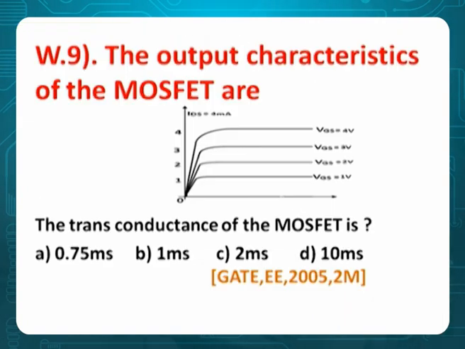Problem number 9. The output characteristics of a MOSFET are given, with VGS 1, 2, 3, 4 and current 1, 2, 3, 4. The transconductance of the MOSFET is how much? 0.75 millisiemens, 1 millisiemens, 2 millisiemens, 10. Because transconductance means conductance, amperes by volt. So take two values, for example 2 minus 1 here, change in ID by change in VGS, 2 minus 1 by 2 minus 1, it is approximately 1.